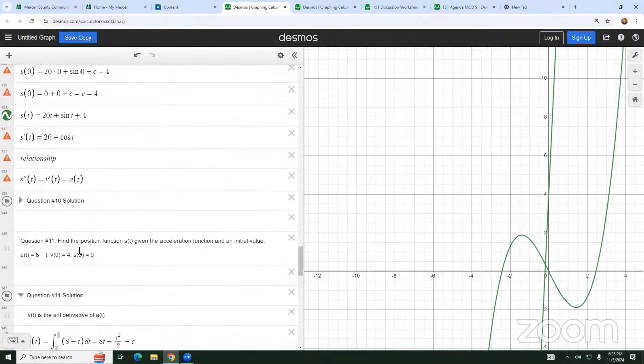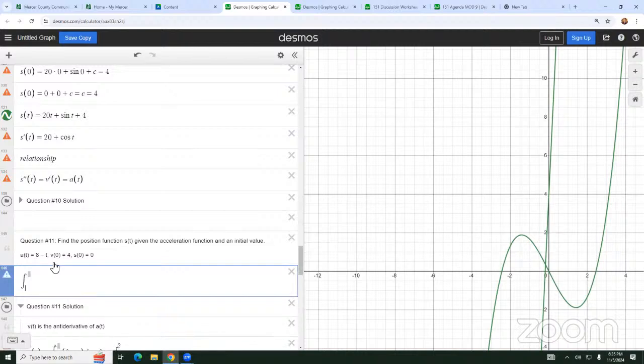Now, the difference between 10 and 11 is you have 2 initial values and you start with acceleration. If you want to get position from acceleration, you're going to have to do one antiderivative and then another antiderivative. So you're going to do the integral of 8 minus t dt. What's the antiderivative of 8, Jonathan? 8t, very good. And Acacia, what's the antiderivative of t?